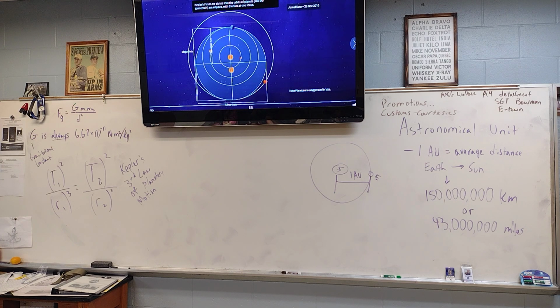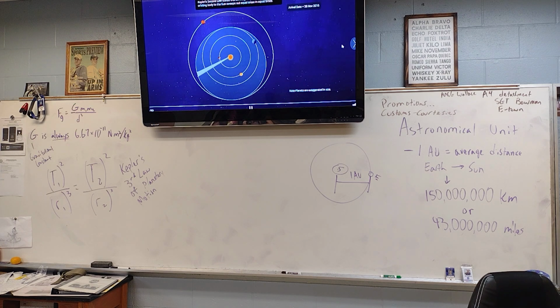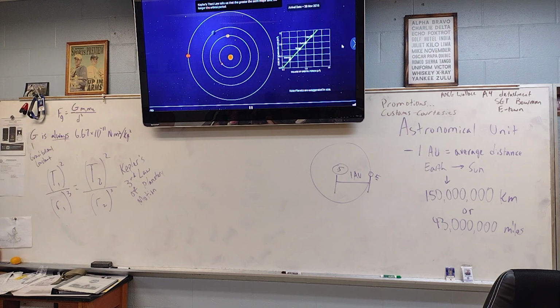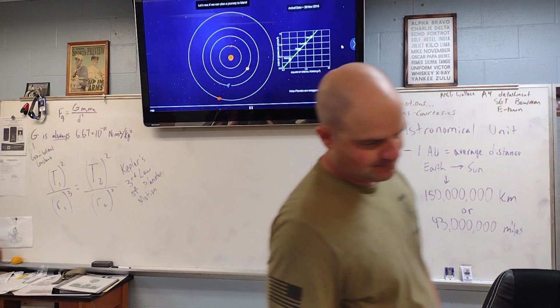Kepler's first law states that the orbits of planets, and our spacecraft, are ellipses, with the Sun at one focus. We use the major and minor axis to describe the shape of the orbit. Kepler's second law states that an imaginary line connecting an orbiting body to the Sun sweeps out equal areas in equal times. Kepler's third law tells us that the greater the semi-major axis, the longer the orbital period. Let's see if we can plan a journey to Mars.